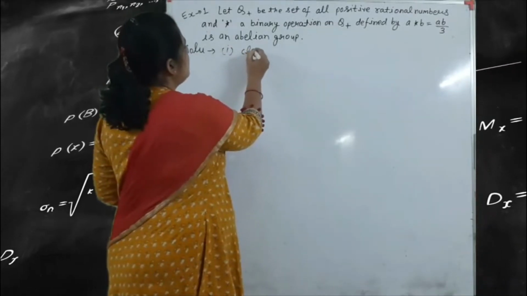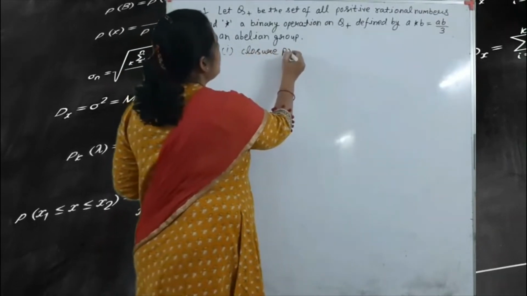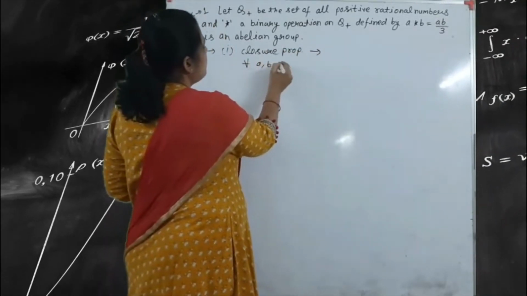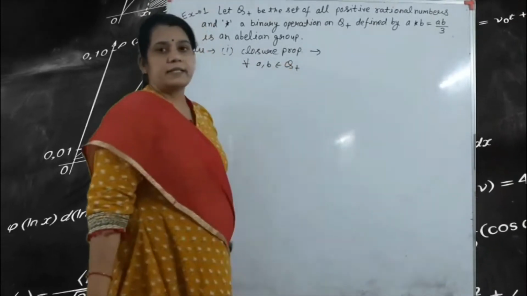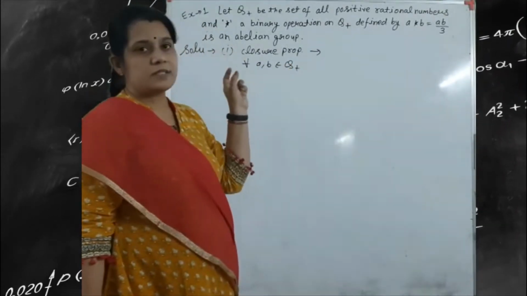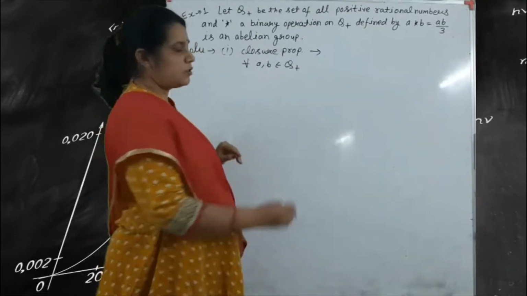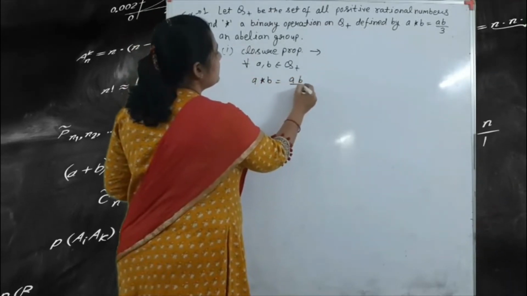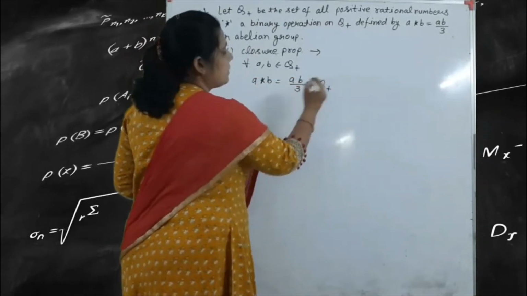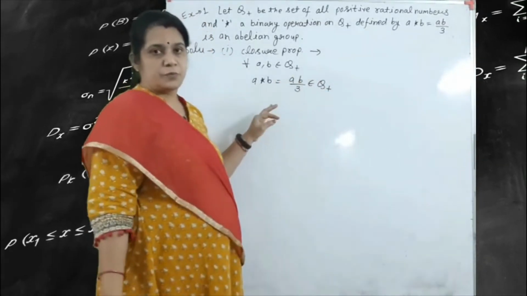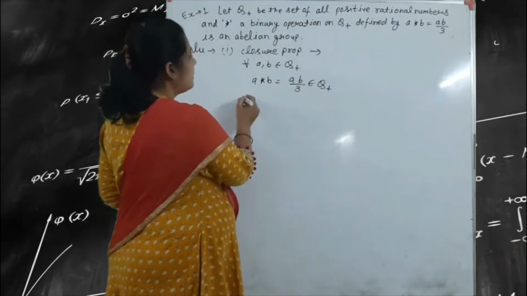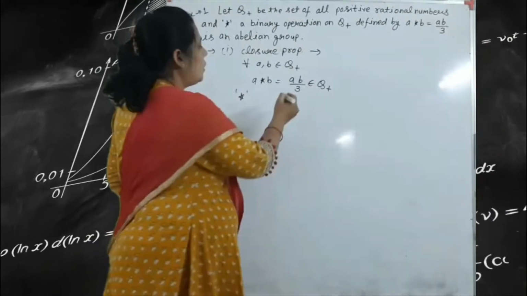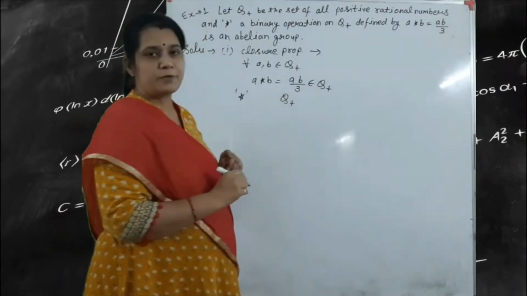First we find the closure property. Okay, so what do you mean by the closure property? That means for all A comma B belongs to Q plus, because here the given set is Q plus, all positive rational numbers. So A comma B belongs to Q plus, that means A star B is equal to A into B divided by 3 also belongs to Q plus. Okay, and this is a positive number. That means this star operation satisfies the closure property on Q plus. Okay, so the first property is satisfied.